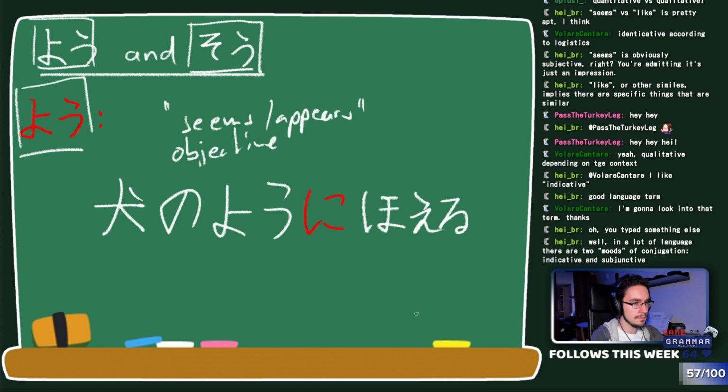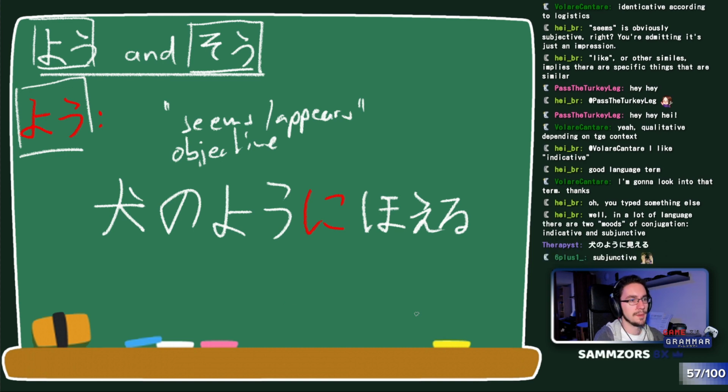Okay, so there you go. There's two moods of conjugation, indicative and subjunctive. I don't know about that.